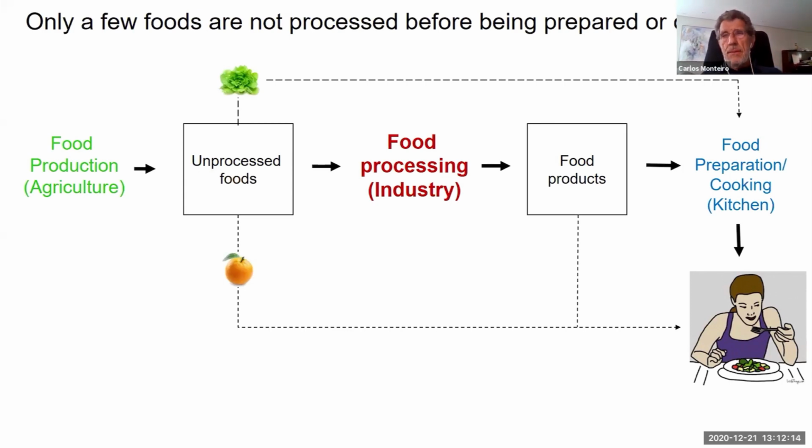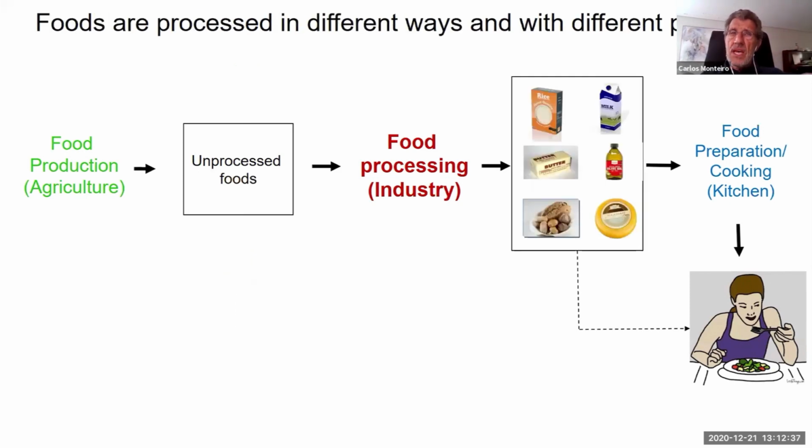Just a few foods are not processed before being prepared or consumed by consumers, like vegetables or fruits. So a classification of foods that divides foods into processed and unprocessed makes no sense, because most foods are processed in some way. But foods can be processed in different ways and with different purposes, which is very important for NOVA.